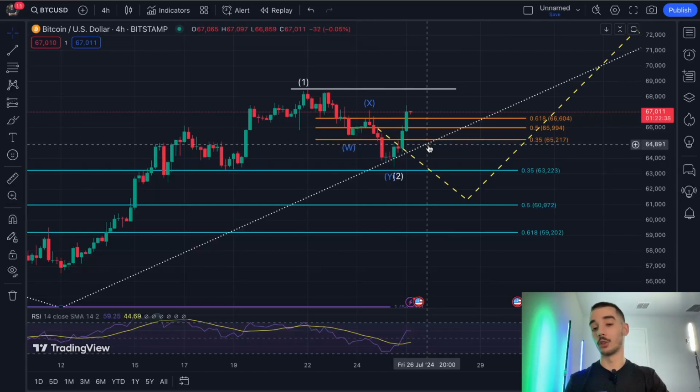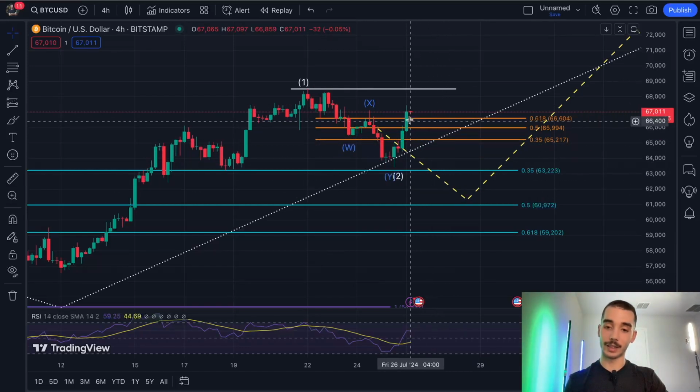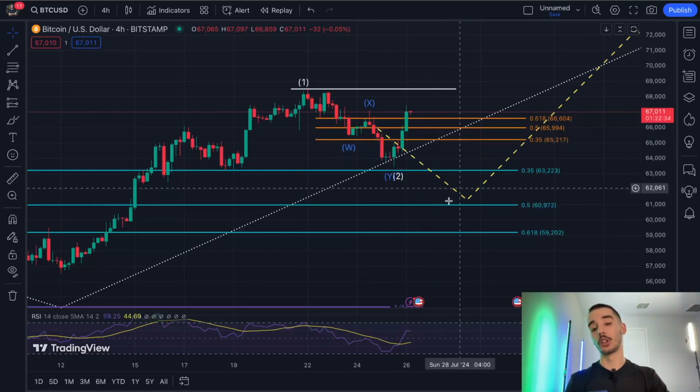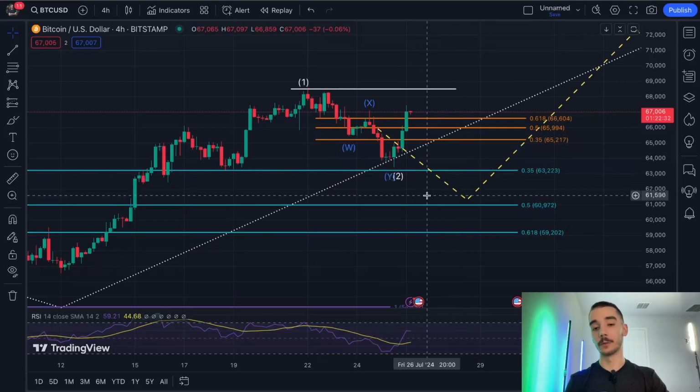And if we do break below this, then I'm looking for that extended third wave down, and I'm looking to start accumulating once again in this area down here for the short-term trades, of course.